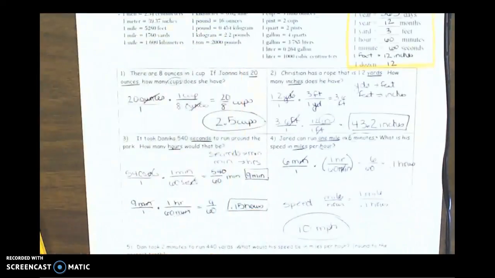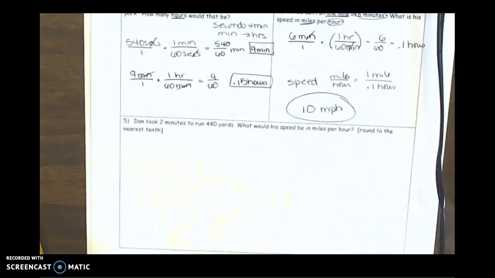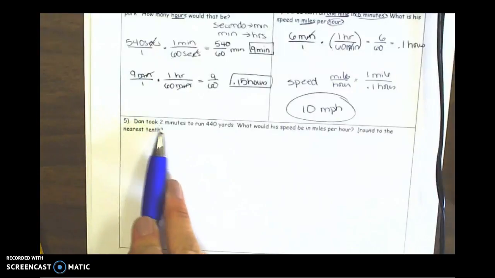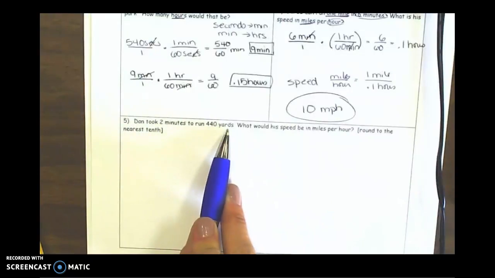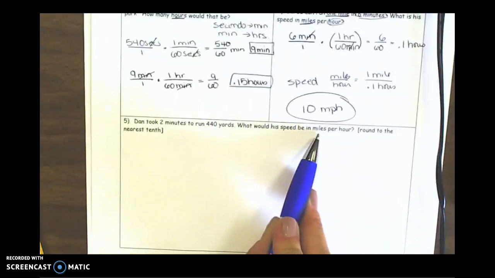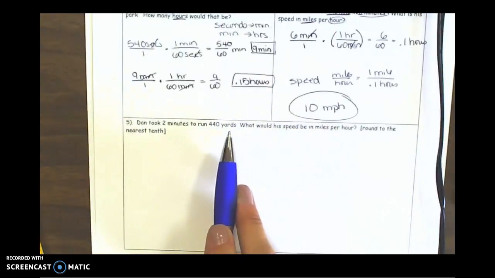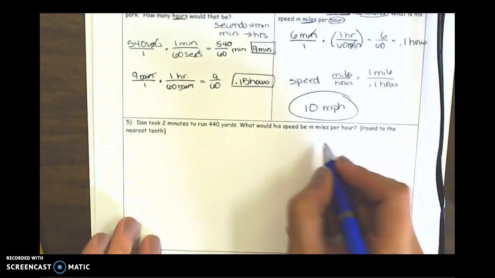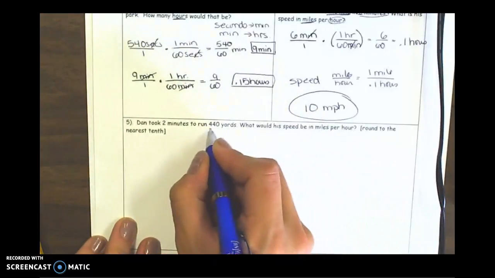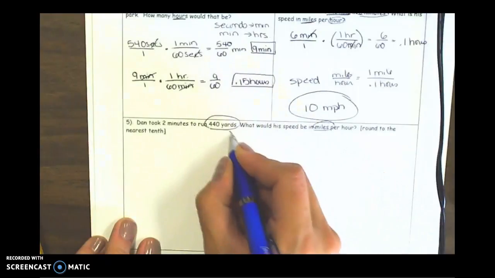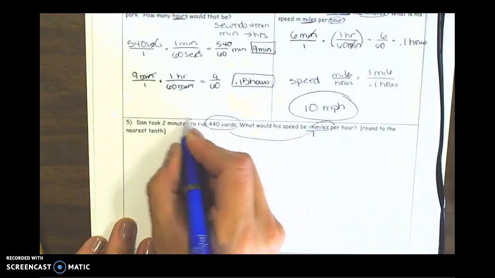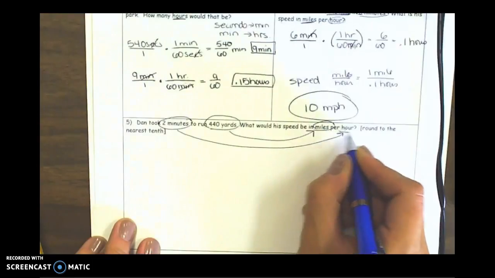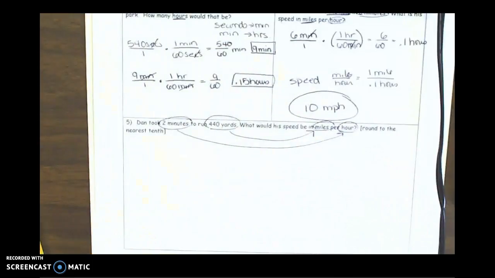All right, last question. I'm going to start with you, and eventually the video is going to stop, and I'm going to have you finish on your own. Okay, so number 2. Dan took 2 minutes to run 440 yards. What would his speed be in miles per hour, rounded to the nearest tenth? So here we want miles per hour. So here we have yards. We have to convert it into miles. Minutes we have to convert into hours. So go ahead. I'd like you to go ahead and try those.